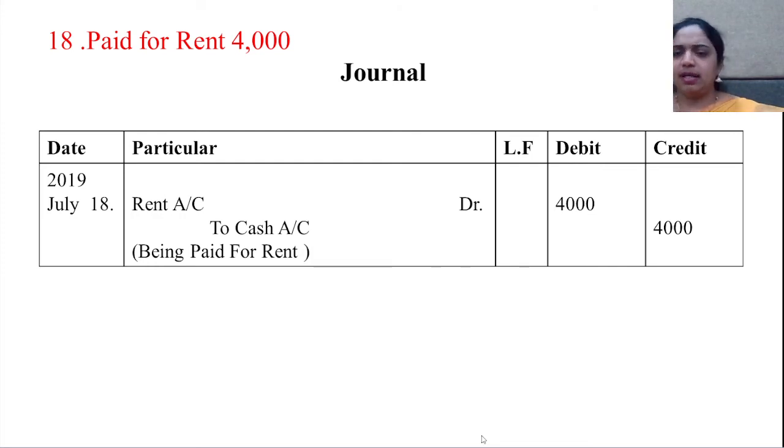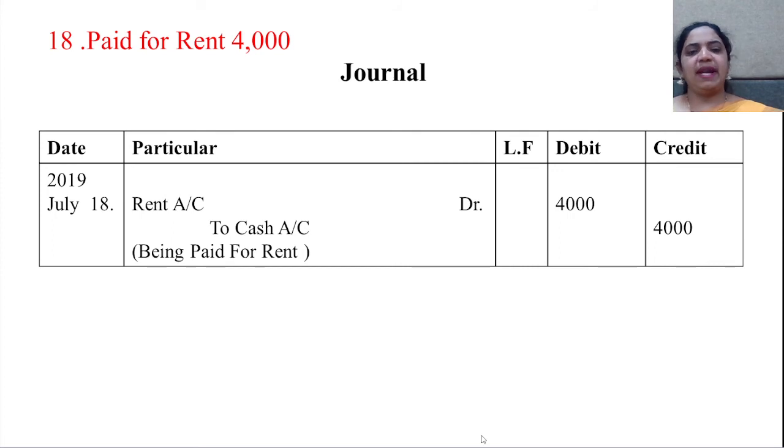Got it? Yes or no? Okay, only I will say the reverse entry for this. Now the question is, transaction is paid for rent 4,000. So you wrote rent account debit to cash because rent is an expense, cash goes out. If it is said rent received 4,000, then what will you do? You will reverse the entry, because when you receive the rent, what comes in? Cash comes in. And rent, when you receive it, is an income.